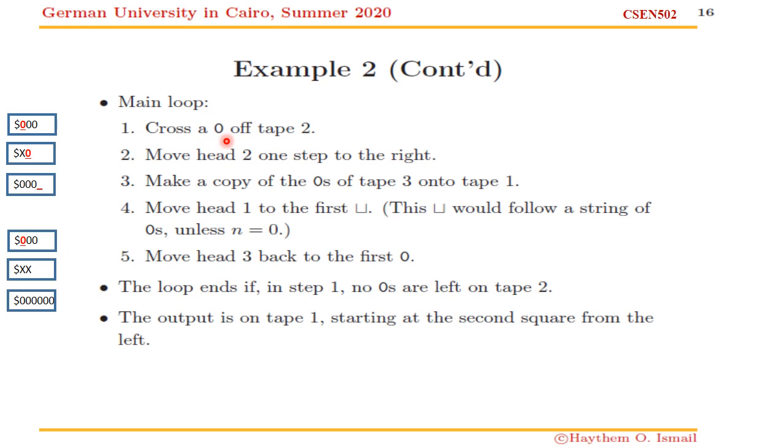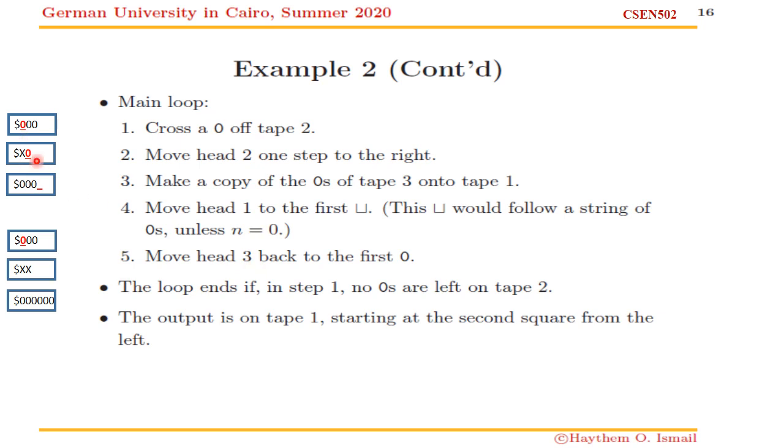Cross a 0 off tape 2. So we're going to cross a 0 off tape 2, replace it with an X, and move head 2 one step to the right. Make a copy of the zeros on tape 3 onto tape 1. How are you going to do that? Well, basically, look at what that head is reading and write it here. Move to the right, see what it's reading and write it here, and so on. So you make a copy of those zeros down here. Move head 1 to the first blank. This should follow a string of zeros, unless n is 0, in which case there is nothing there. Then move head 3 back to the first 0.